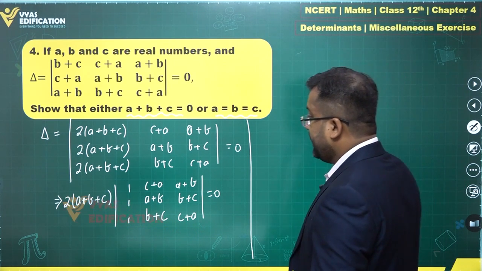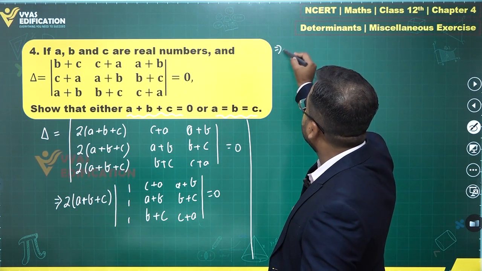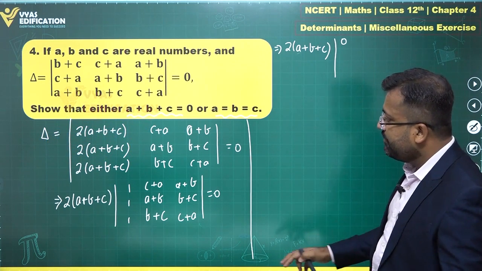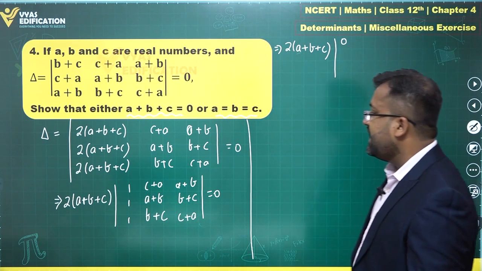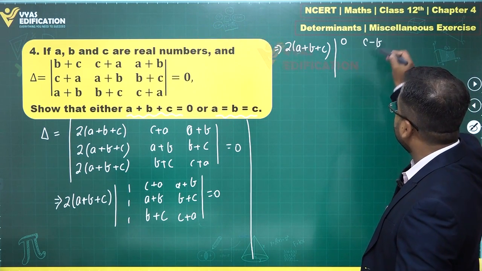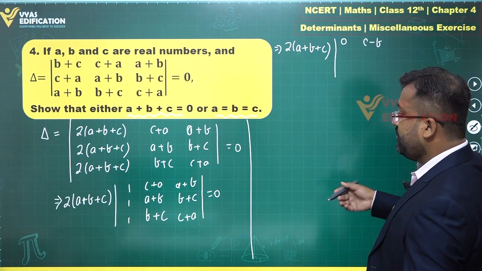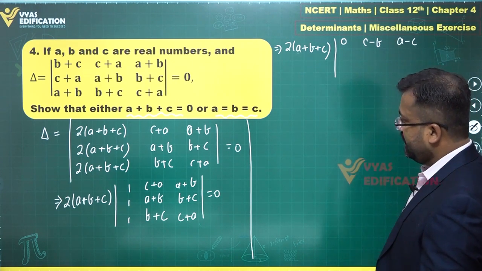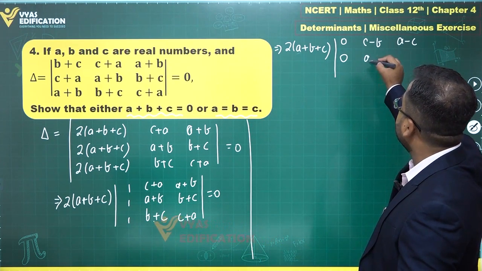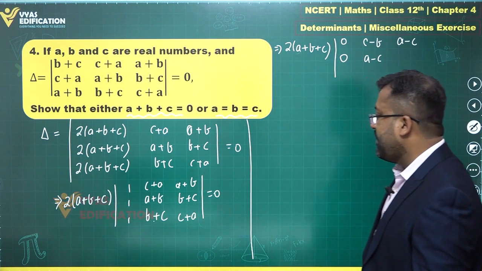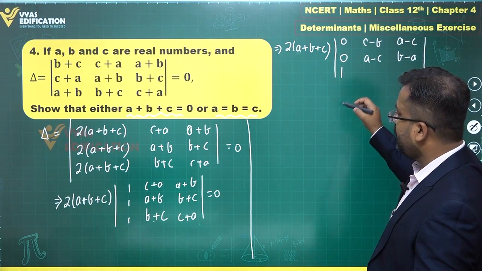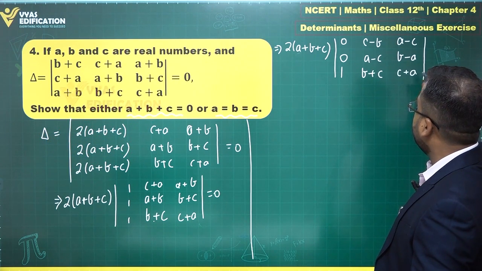Let's see. We can create some zeros by subtracting, right? So this will give me 2 times A plus B plus C times this. This will become 0 by subtracting with this. Okay, C plus A minus A plus B, where does that take me? This A will get cancelled. This will become C minus B. Similarly, this A, B will get cancelled. This will become A minus C. You create another 0 over here by subtracting these two. A plus B minus B plus C. This will become A minus C. B plus C minus A, we get B minus A. The last term will remain as it is. The last row, 1, B plus C, C plus A will remain as it is.